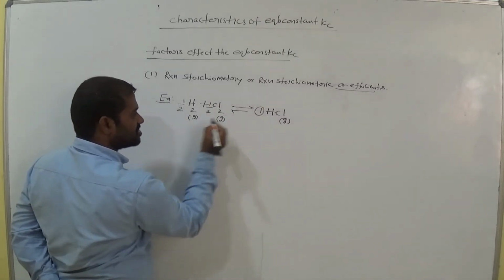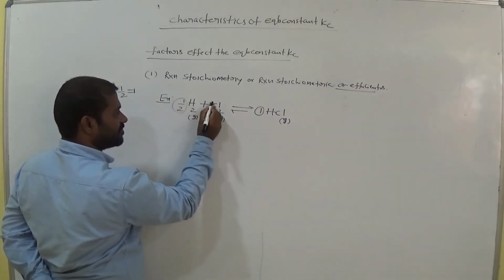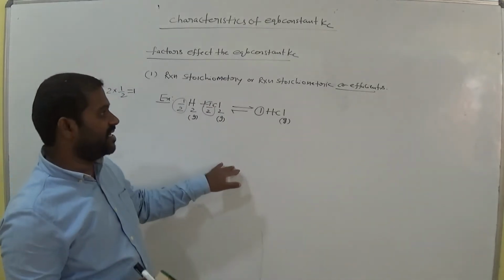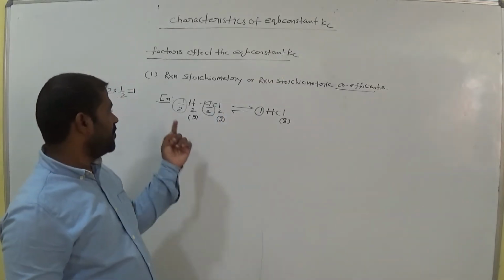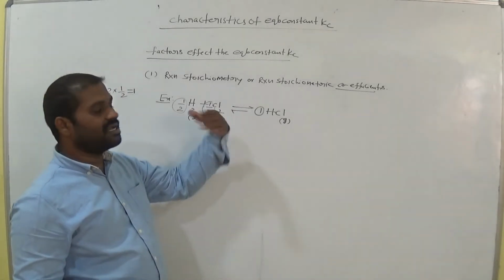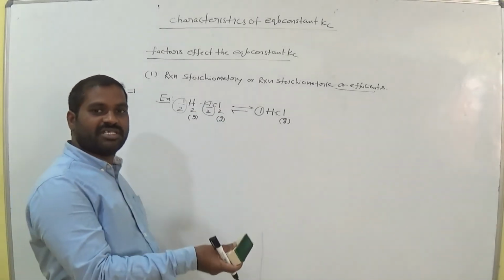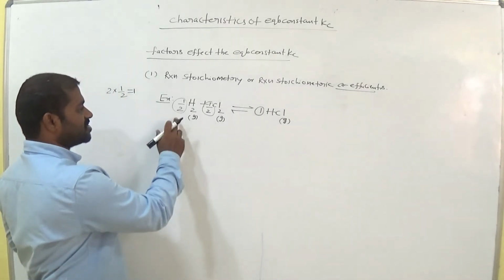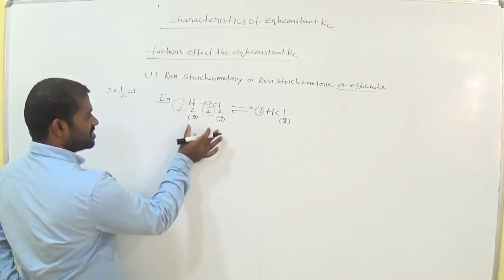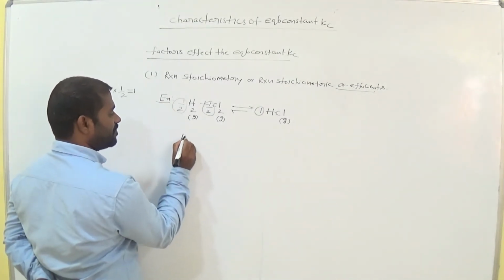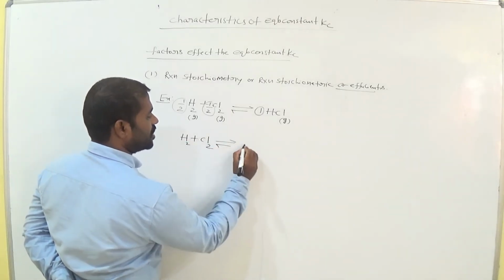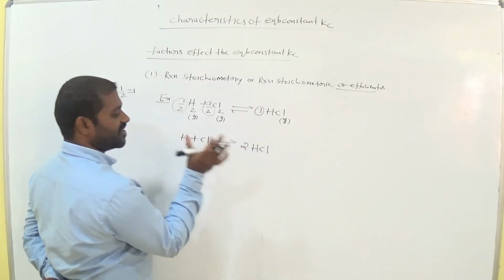Now these moles are stoichiometric coefficients of a reaction, and they can affect the equilibrium constant. That means if we change these stoichiometric coefficients, what will happen? Kc also changes. That is, the equilibrium constant also changes. So if we change the stoichiometric coefficient values, automatically the Kc value also changes. So the same expression can also be written as H2 plus Cl2 is reversible to 2HCl. Am I right? This one is also correct.